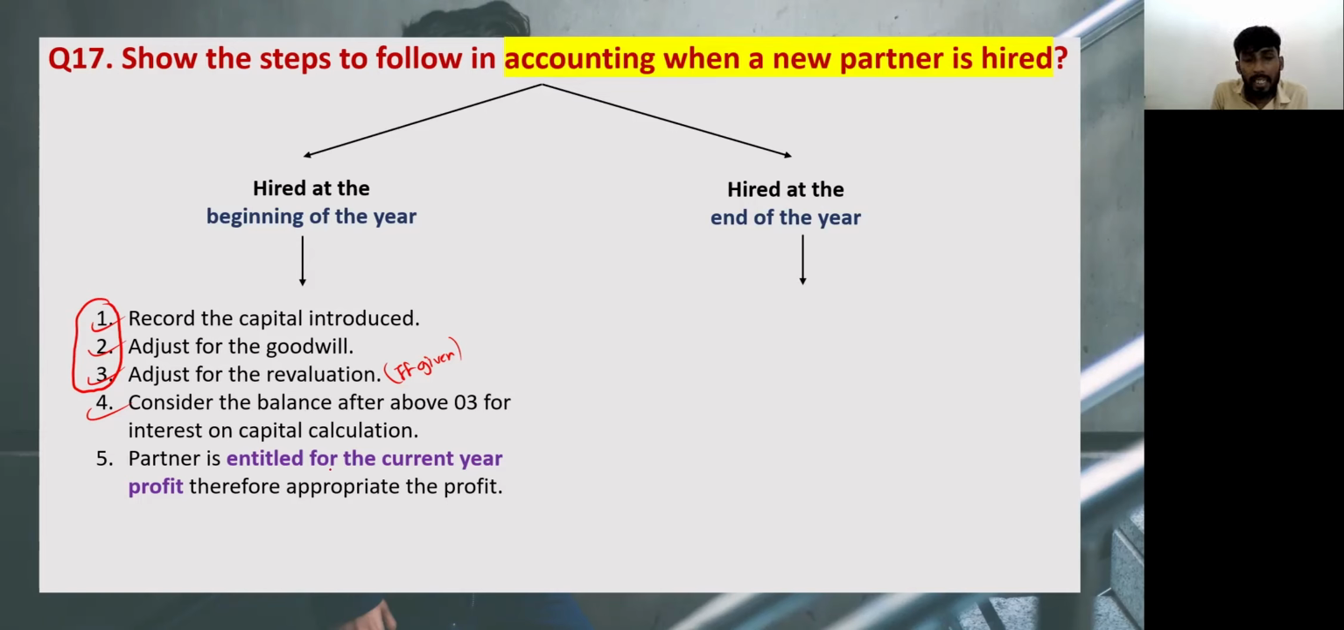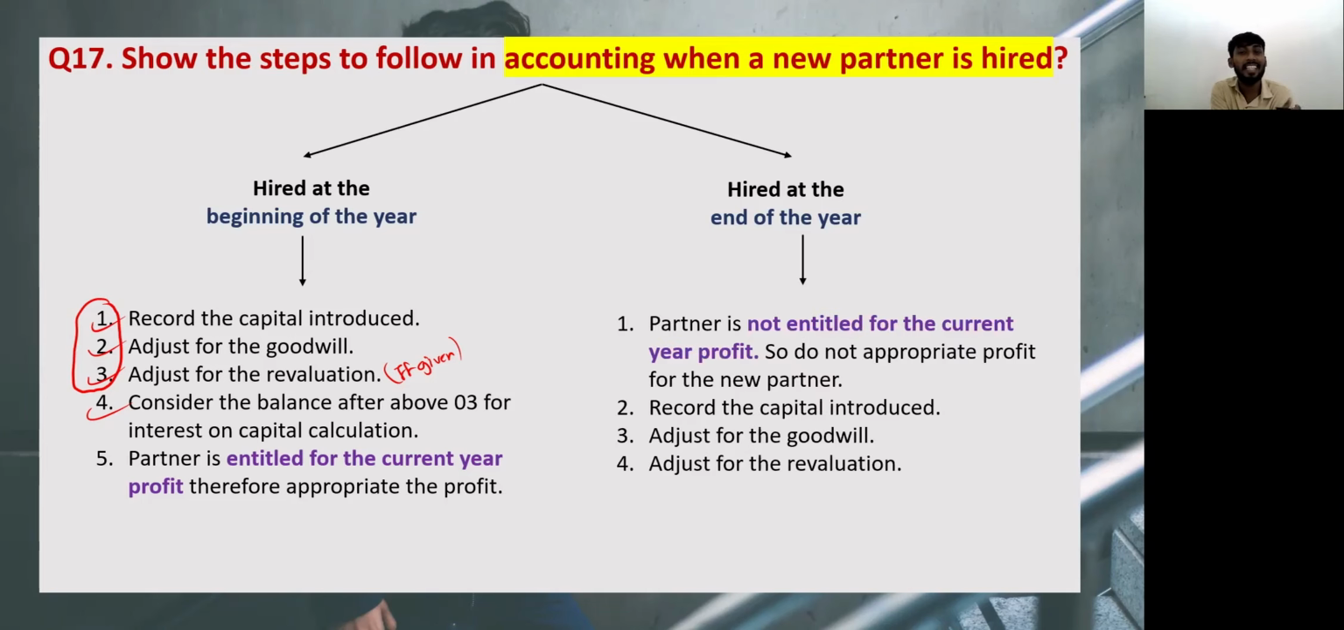Great. The partner is entitled to the current year profit, therefore appropriate profit. This is a pretty important thing. When he is hired at the beginning of the year, we need to appropriate the profit for him. But if hired at the end of the year, the partner is not entitled to the profit. If he comes at the end, why do we need to give him the profit we earned during the year? It's not going to work.